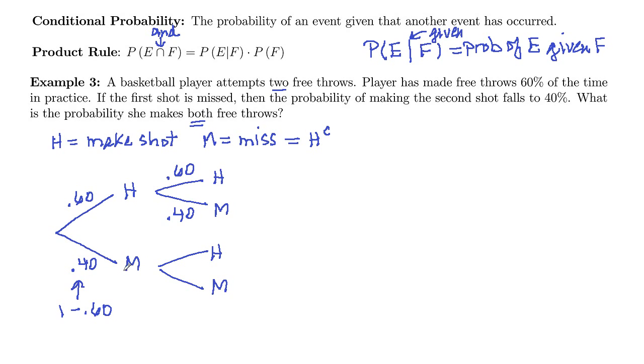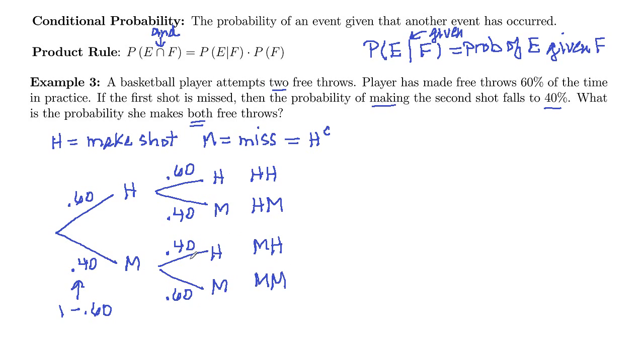However, if they miss that first shot, then the probability of making the second shot falls to 40%. So then probability of hitting that second shot is now 40%. And then the miss is going to be the 60%. So they switch. So here are our outcomes. We can either hit the first shot, hit the second, so you make both of them. Or you hit the first one, miss the second, hit and miss. Or you miss the first one, hit the second. Or you miss both of them.